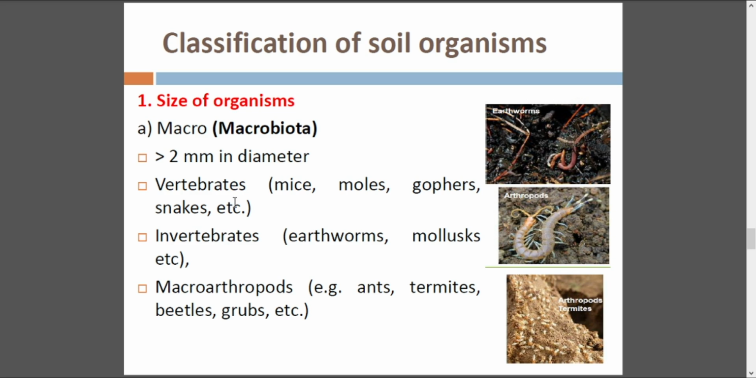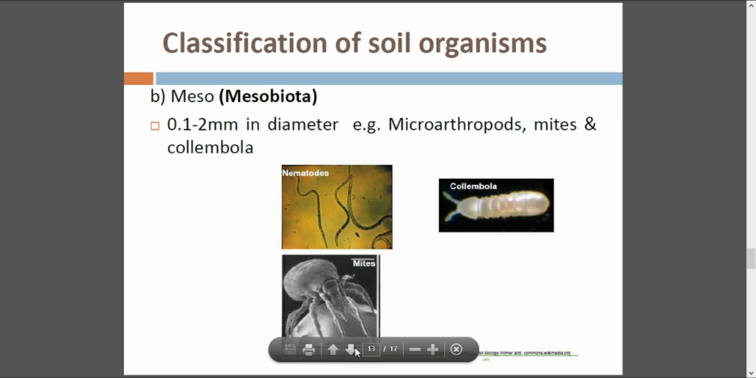These include vertebrates like the mice and moles, invertebrates like the earthworms and the mollusks, and the macroarthropods like the ants, the termites, and the beetles. Then we have the mesobiota, and these range between 0.1 to 2 millimeters in diameter. And these mainly include the microarthropods, the mites, the nematodes, and so on.